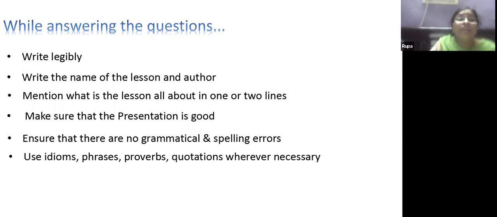And you make sure that your presentation is very good. A good presentation will give a good impression, so that will give you good marks. Ensure that there are no grammatical errors and no spelling errors. So when you are learning, learn with the right spellings. And here also, like for the annotation, make use of idioms and phrases, proverbs and quotations wherever necessary in the right place. And here, many children will be making a blunder, children.